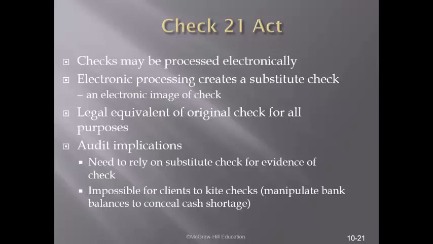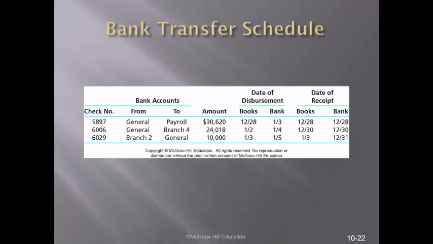This act has audit implications. There is now a need to rely on substitute checks for evidence of the check, and it is now virtually impossible to kite checks, which was a fraud used to manipulate bank balances to conceal cash shortages. Kiting refers to manipulations that utilize temporarily overstated bank balances to conceal a cash shortage or meet short-term cash needs.